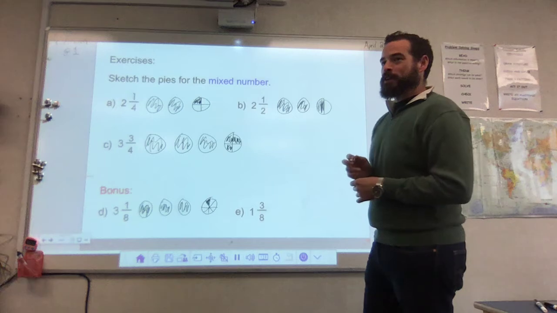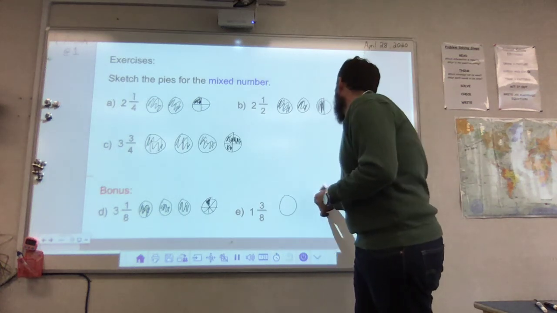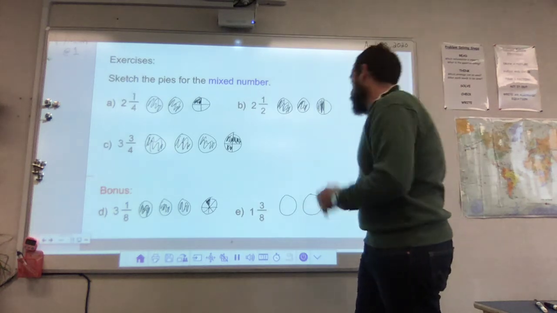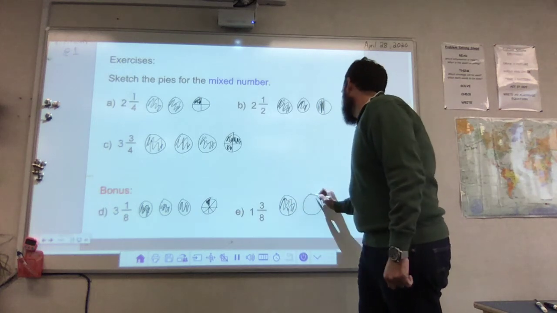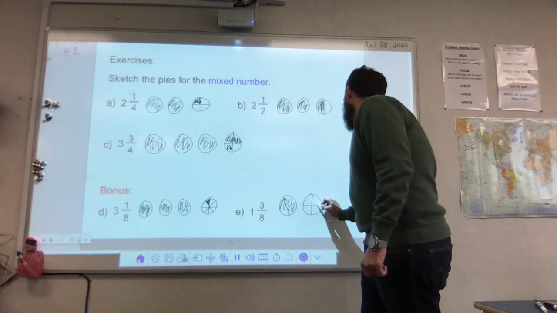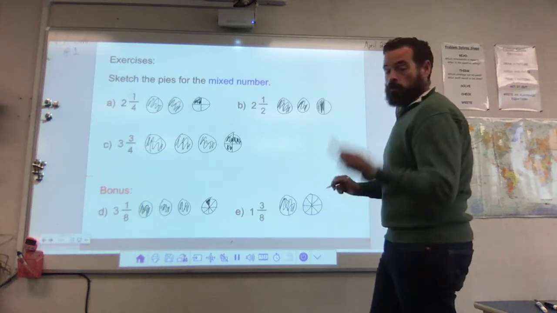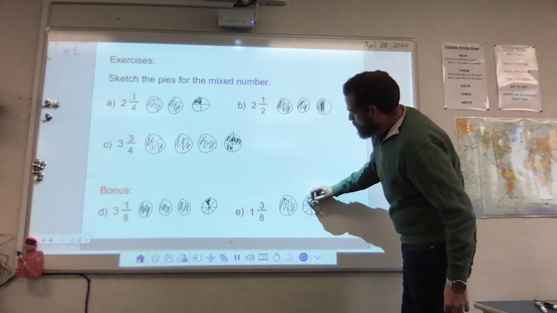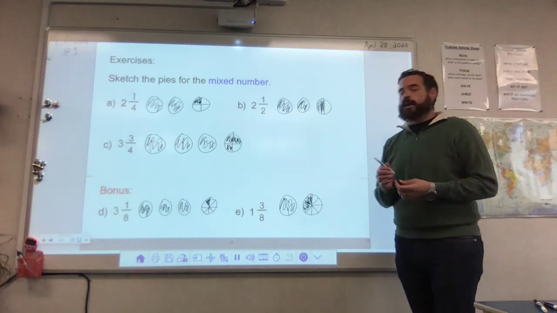And then we've got 1 3/8. So there's 1. Now I'm going to put a second circle because we've got a whole and then a part of a whole. So there's 1 shaded in, and again 8ths. So I just go like this. And my numerator is 3, so that means 3 of those 8 parts will be shaded. So there's 1, 2, and 3. 1 3/8.